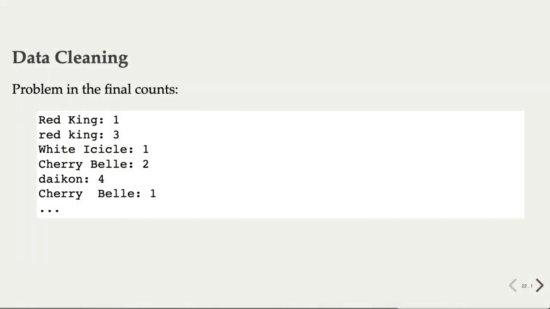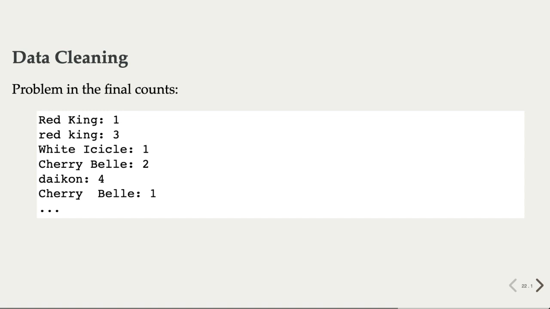Shown here is an example result of the program you have created to count the votes for different radishes. In the final result here of counts, did you notice the capital Red King and lowercase Red King, Cherry Belle, and Cherry Belle with 2 spaces in the middle are treated as different radishes? Apparently, when people vote for their favorite radish, they enter the names in slightly different formats.